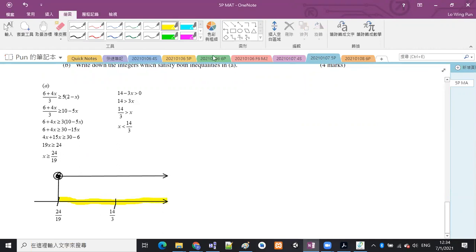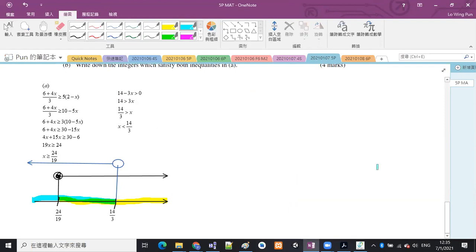Okay, and then for the second inequality, x less than 14 over 3. Draw a stamp standing on 14 over 3. And this time it should be a hollow circle. Okay, and the arrow is pointing to the left because x is less than 14 over 3. And then shade the shadow.